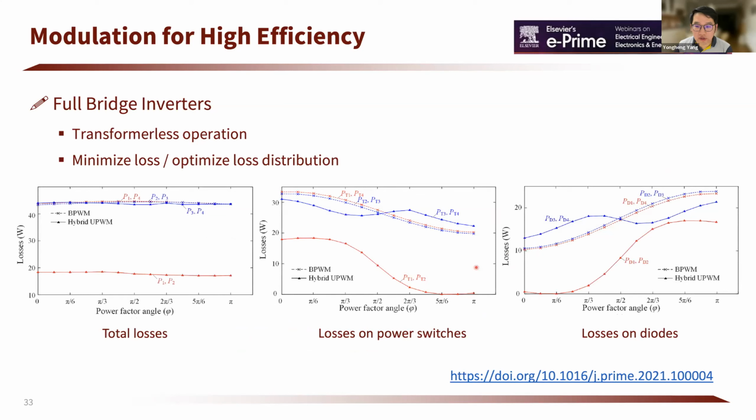And here are some examples of simulation results. If we have different modulation strategies, how will the losses be distributed among the power devices? For example, if you use bipolar modulation strategies, and if you use hybrid unipolar modulation strategies, some of the power losses can be reduced and the total losses can be reduced, meaning that the power distribution among the devices can be improved. So if you are interested, you can refer to this paper for more details.